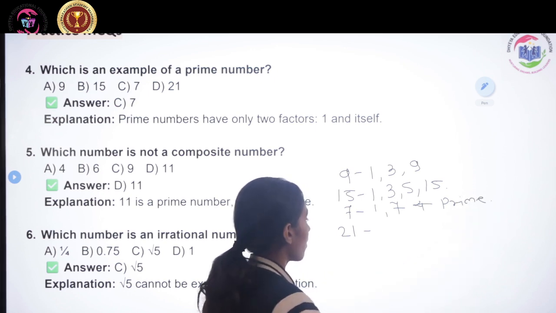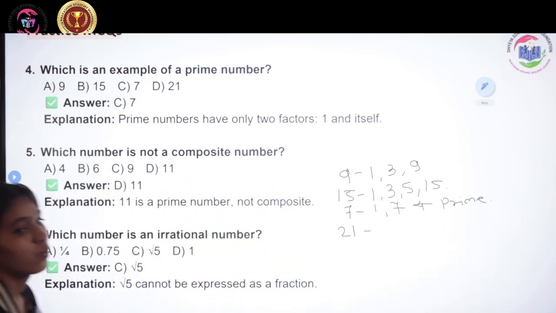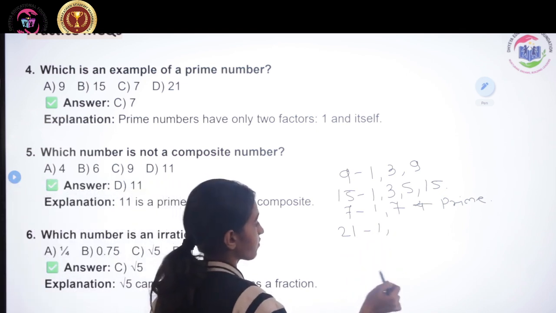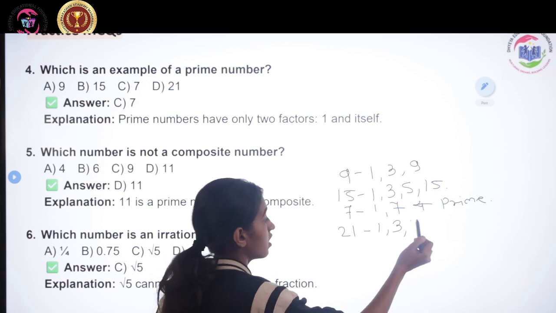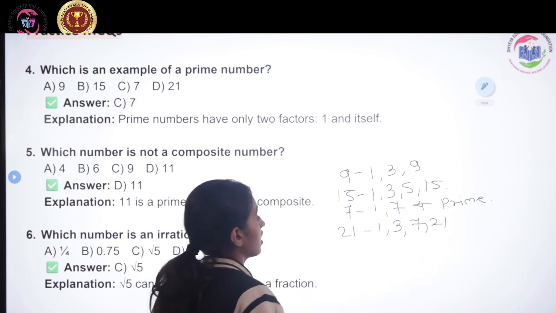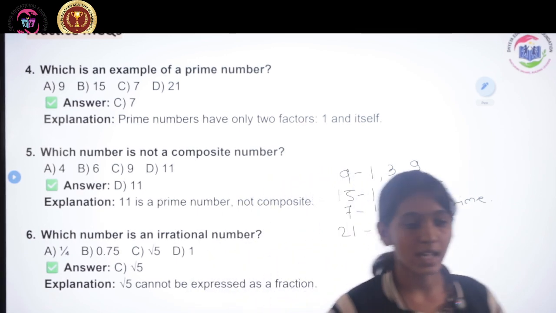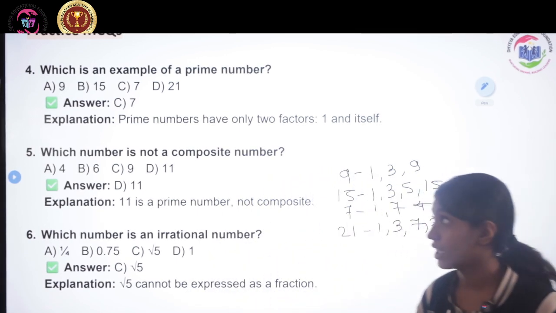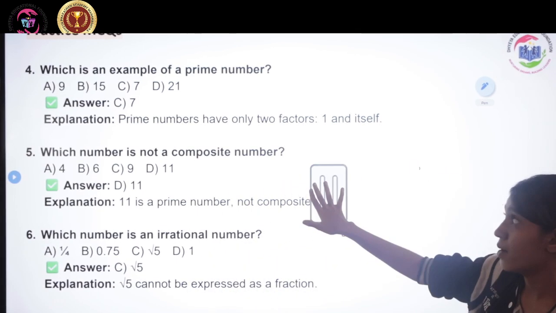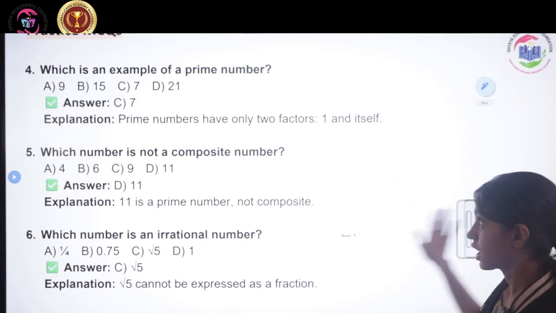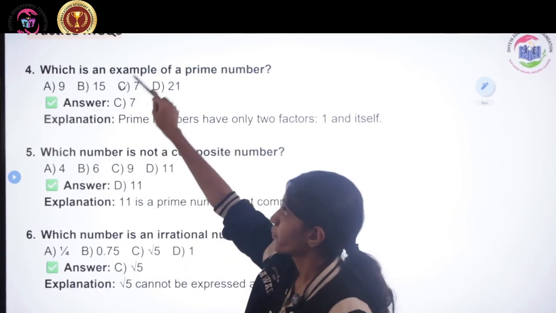Let's talk about the next one, 21. Can you tell me the factors of 21? Factors of 21 are 1, 3, 7, 21. It also has more than 2 factors. That means only 7 has 2 factors. Then option C is a prime number. Option C, 7, is a prime number.